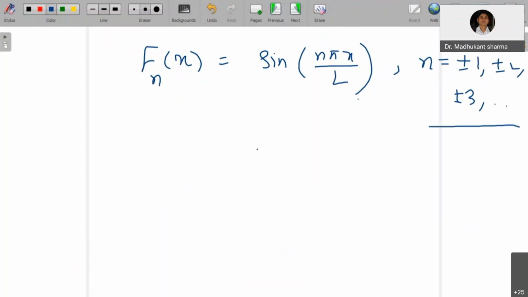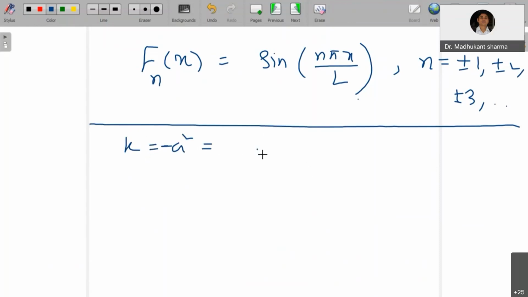Okay, now you have the A values. K equals what? A square with a negative sign. So that's now fixed. That's going to be minus n square pi square by L square.